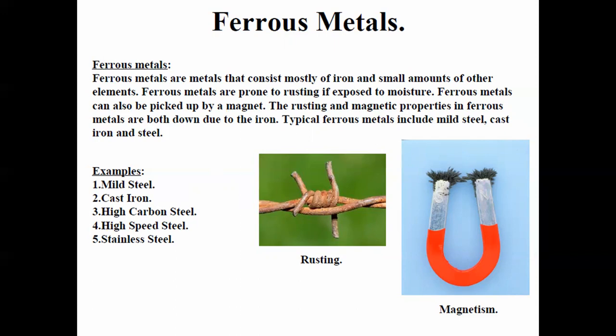Typical ferrous metals include mild steel, cast iron, and steel. As we go on, you'll know the difference between mild steel, high carbon steel, and so on. This is an example here of rusting and magnetism. As you can see, the tiny metal particles there are stuck to the magnets.